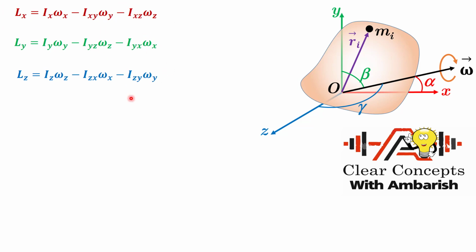Now try to recall from the video on products of inertia that if we choose x, y and z to be principal axes, then Ixy, Iyz, Izx, all these things go to 0, and then we get a simplified expression. So if x, y, z are chosen to be principal axes, please watch the video on principal axes in the link in the description box. It's not very difficult, it's a very easy concept.